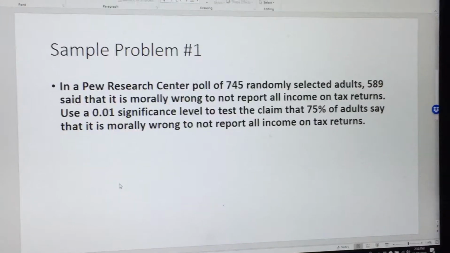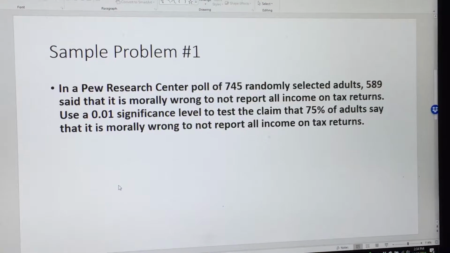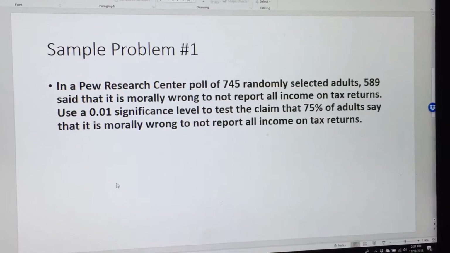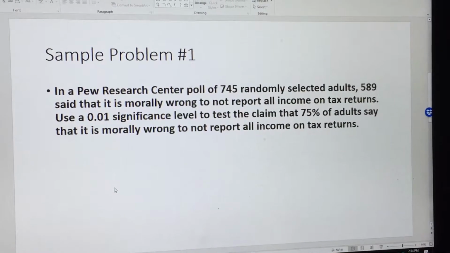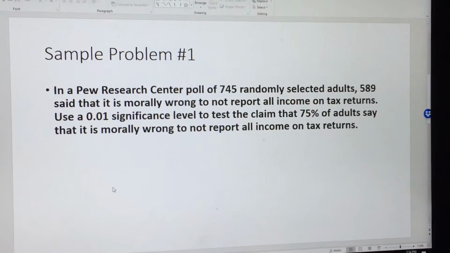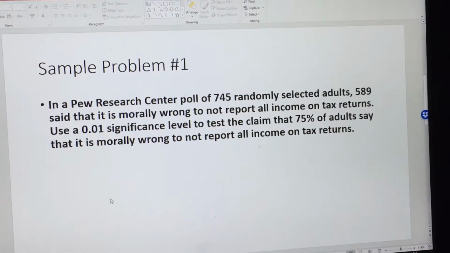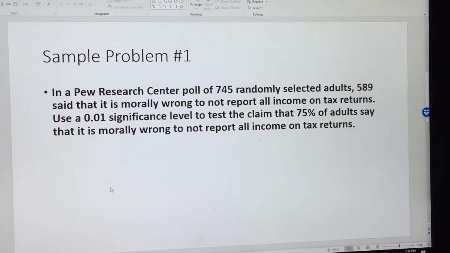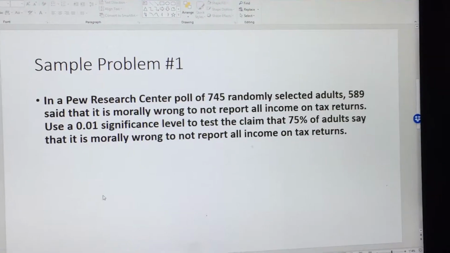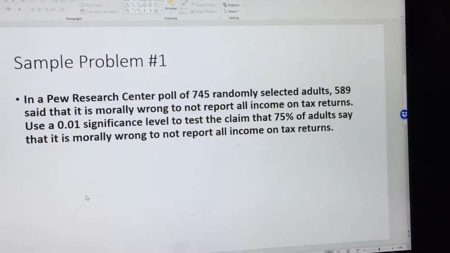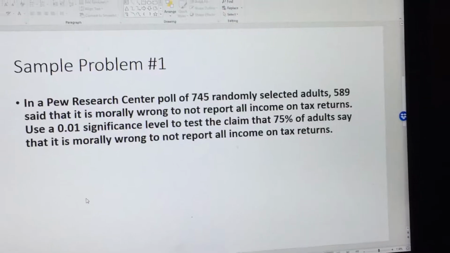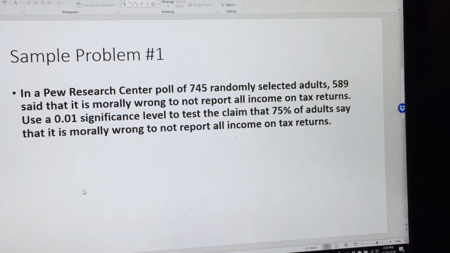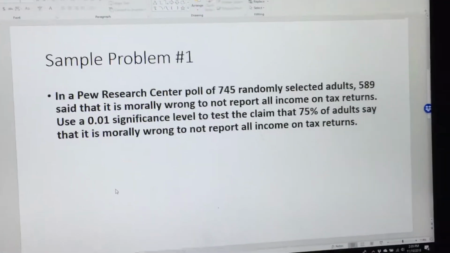Okay, so in sample problem number 1, it says here, in a Pew Research Center poll of 745 randomly selected adults, 589 said that it is morally wrong not to report all income on tax returns. Use a 0.01 significance level to test the claim that 75% of adults say that it is morally wrong to not report all income on tax returns.